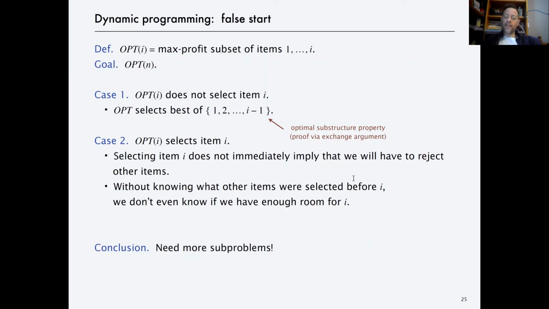So now we have 2 choices again. Either we include item I, or we don't include item I. In the first case, where we do not select item I, then we have to select the best subset of the remaining ones. Otherwise, we have to select the optimum when we include item I. But here, the issue is that if we only include this, there is not sufficient information to imply what other items we have to reject. So the issue here is that we don't know how much remaining weight we have.